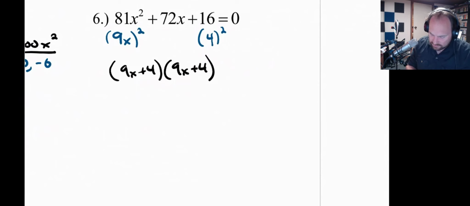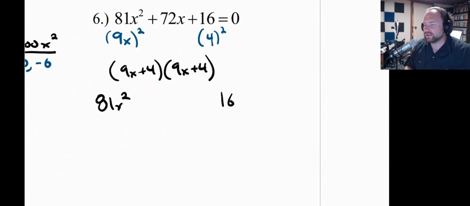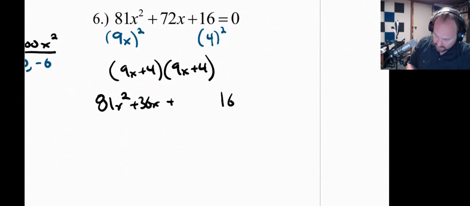Let's see. You definitely have the 81x squared on the left. You definitely have the 16 on the far side. In the middle, you have two pairs of 36x, which is 72x. Yeah, plus 36x plus 36x. So it totally works. All right, that's it. Cool. Now, I think this is better written as 9x plus 4 squared.